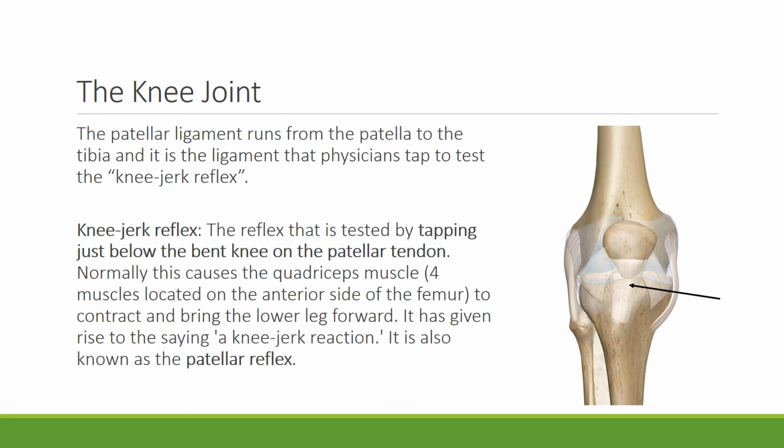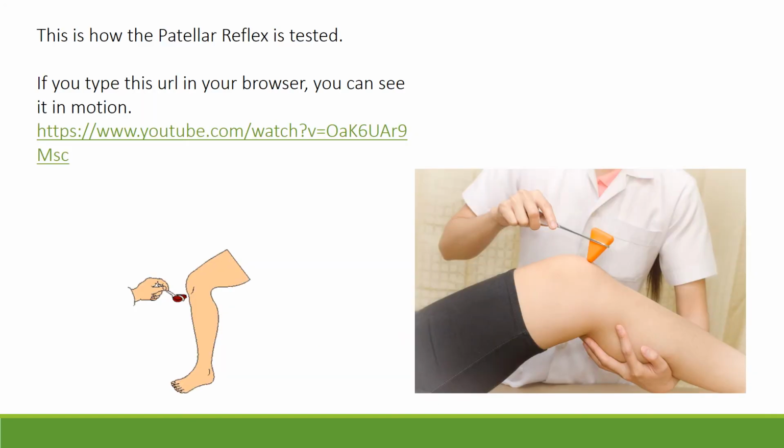The patellar ligament runs from the patella to the tibia, and it is the ligament that physicians tap to test the knee-jerk reflex. This is tested by tapping just below the bent knee on the patellar tendon, as indicated by the arrow. Normally this causes the quadriceps muscle, which are the 4 muscles located on the anterior side of the femur, to contract and bring the lower leg forward. It has given rise to the saying, a knee-jerk reaction. It is also called the patellar reflex. You can click on or type this URL into your browser and see the actual patellar reflex.